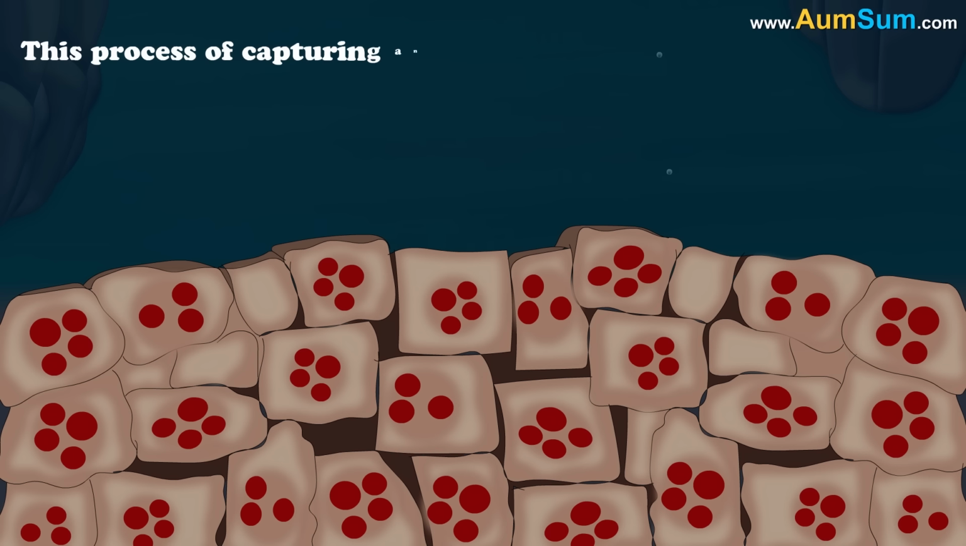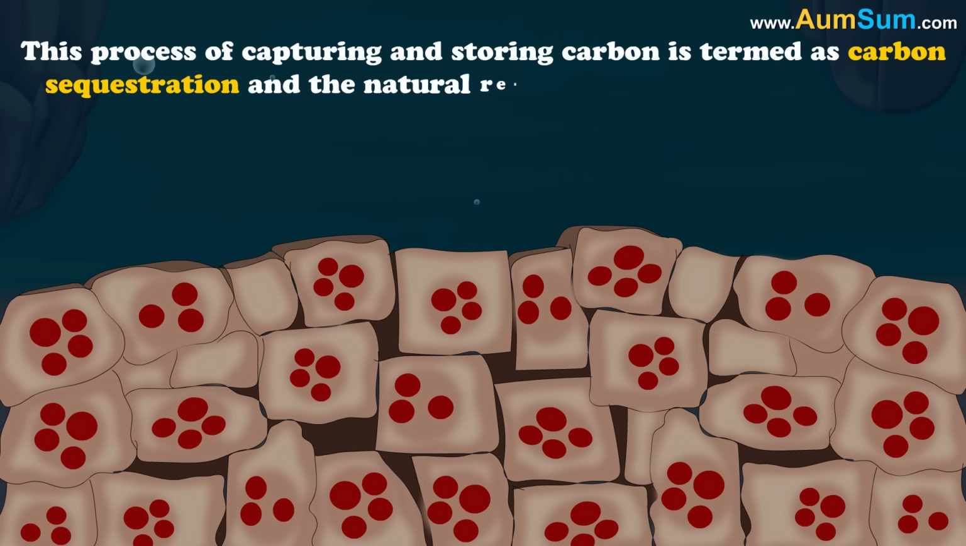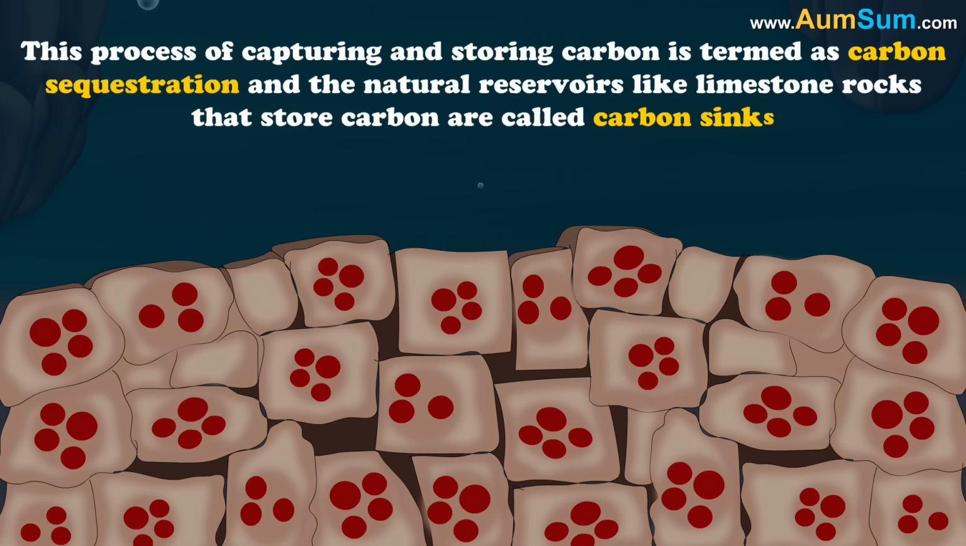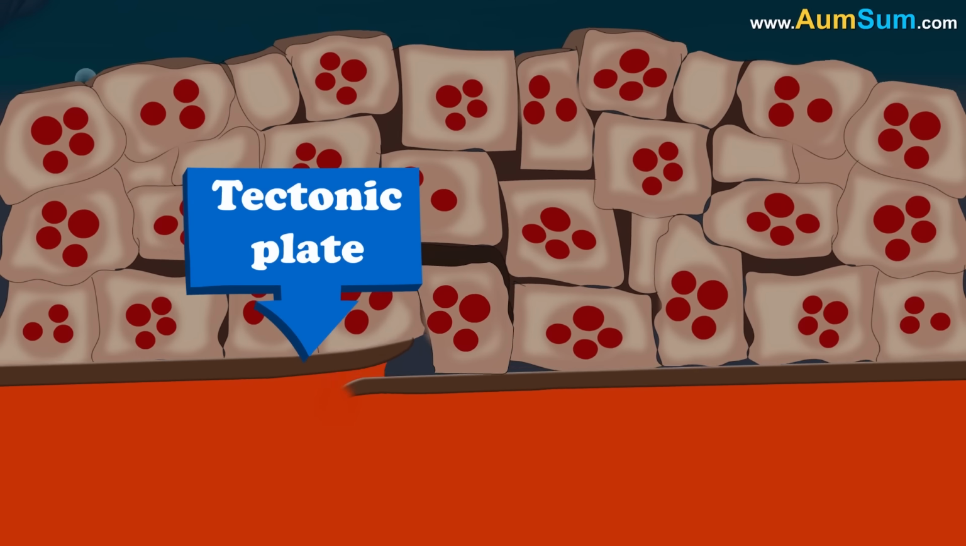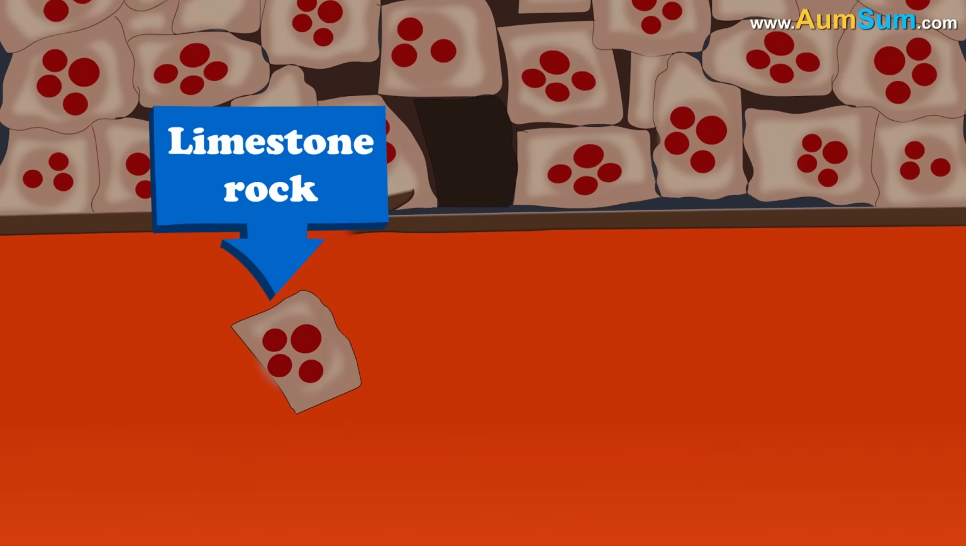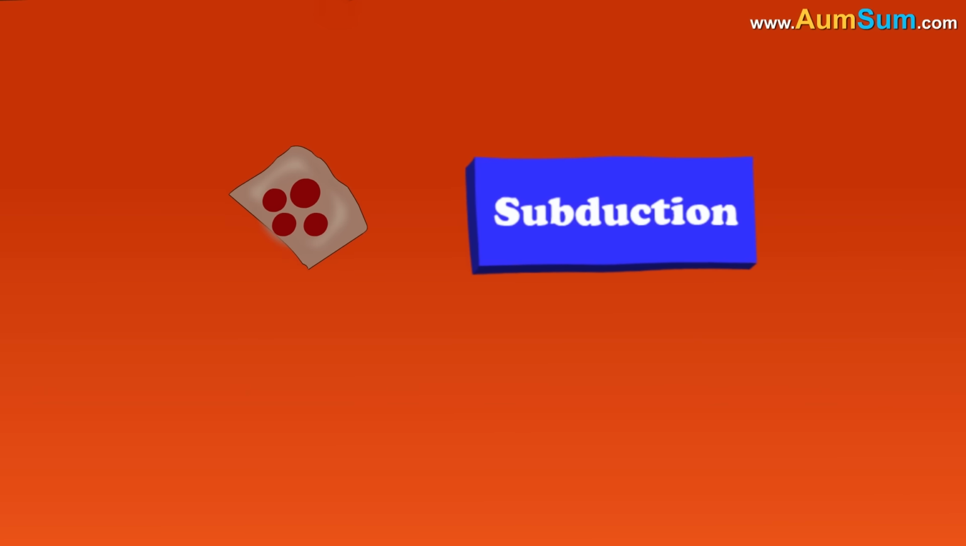This process of capturing and storing carbon is termed as carbon sequestration, and the natural reservoirs like limestone rocks that store carbon are called carbon sinks. Now, when one tectonic plate of the Earth moves beneath another, the limestone rocks are pushed deeper into the Earth. This process is called subduction.